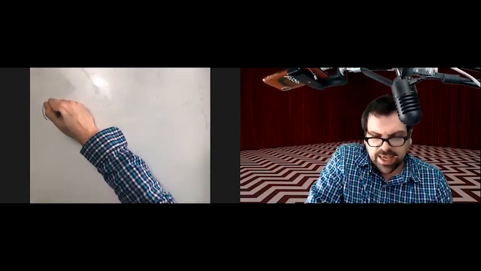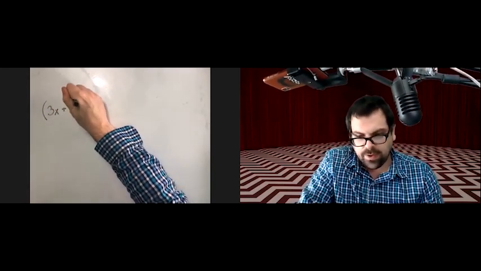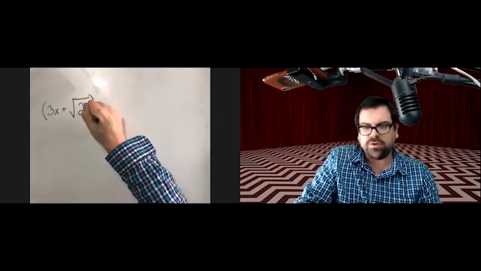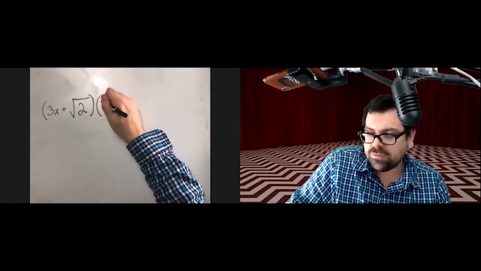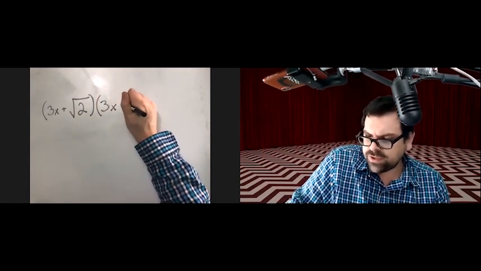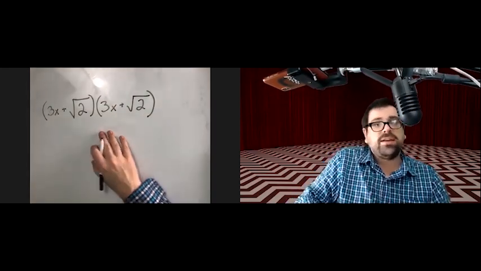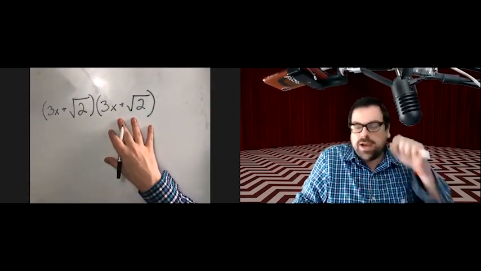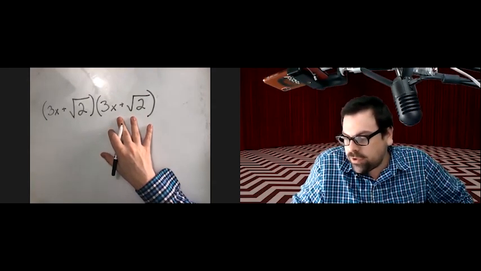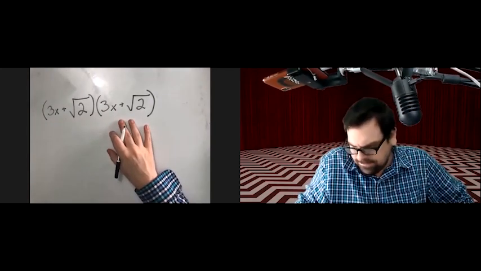So last time we looked at a problem like this, where we have a binomial that involves a radical, and we multiplied it by another binomial that involves a radical. For today's first example, we're going to look at a binomial times not just any other binomial, any other two-term thing that's involving a radical. It's actually going to be itself.